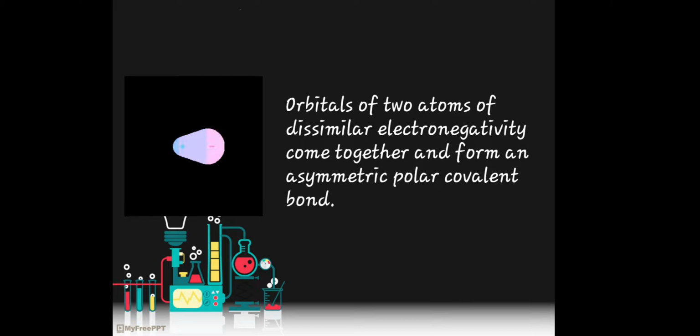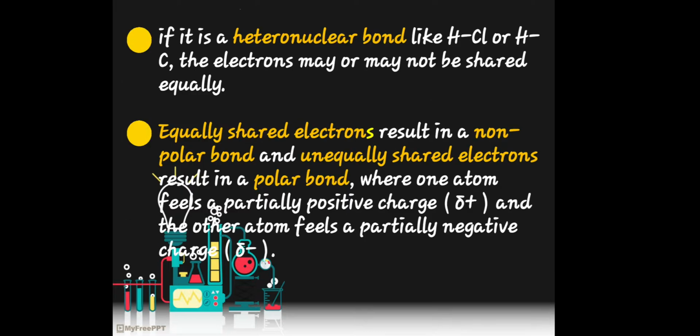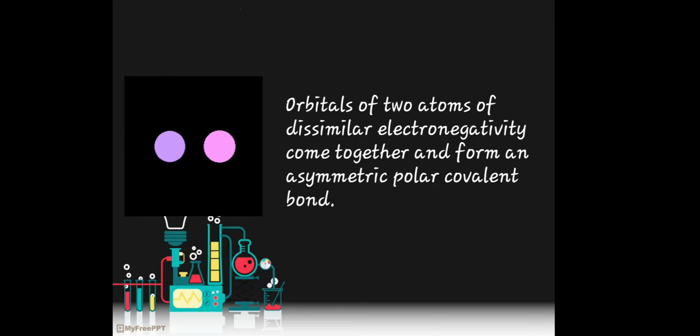In contrast with that, kapag hindi naman magkapareho yung electronegativity ng element mo, meaning to say, it is not symmetric. So, it is called an asymmetric polar covalent bond. Kasi bakit? Bakit hindi magkapareho ang electronegativity mo? Kasi hindi magkapareho ang element. So, when the elements are not the same, it is called a heteronuclear bond. But if the element is the same, it is called a homonuclear bond.